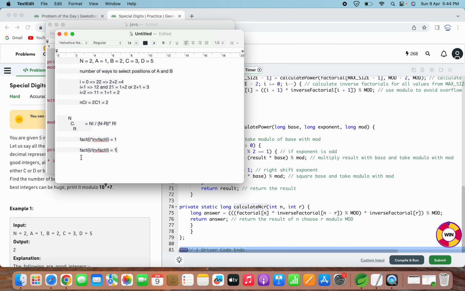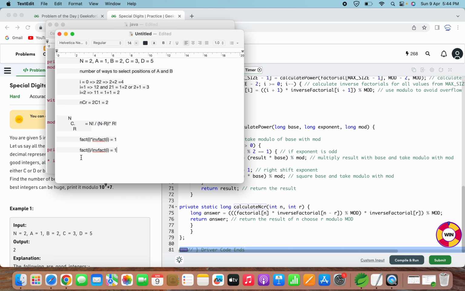If this is the scenario, then only it is possible that inverse factorial of i into factorial of i is 1, where factorial i is the factorial of i. We can use this fact to compute the inverse factorial recursively.